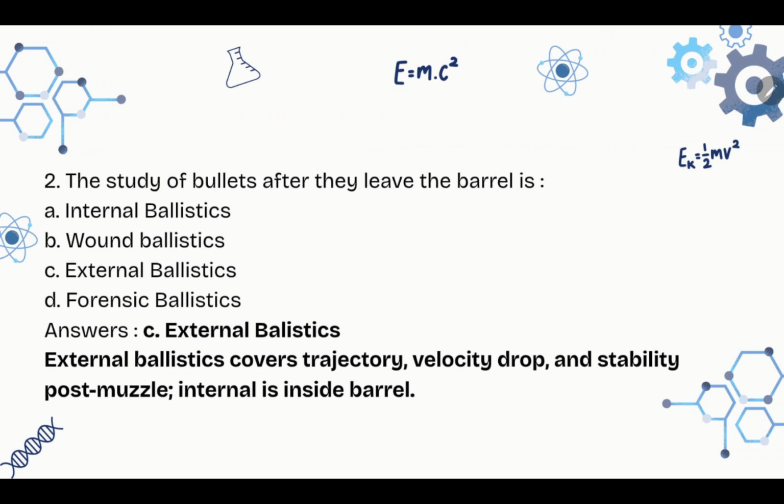Second, the study of bullets after they leave the barrel is known as. The correct option is option C, external ballistics. External ballistics deals with the behavior of the bullet after it exits the firearm, including trajectory, velocity loss, and stability.